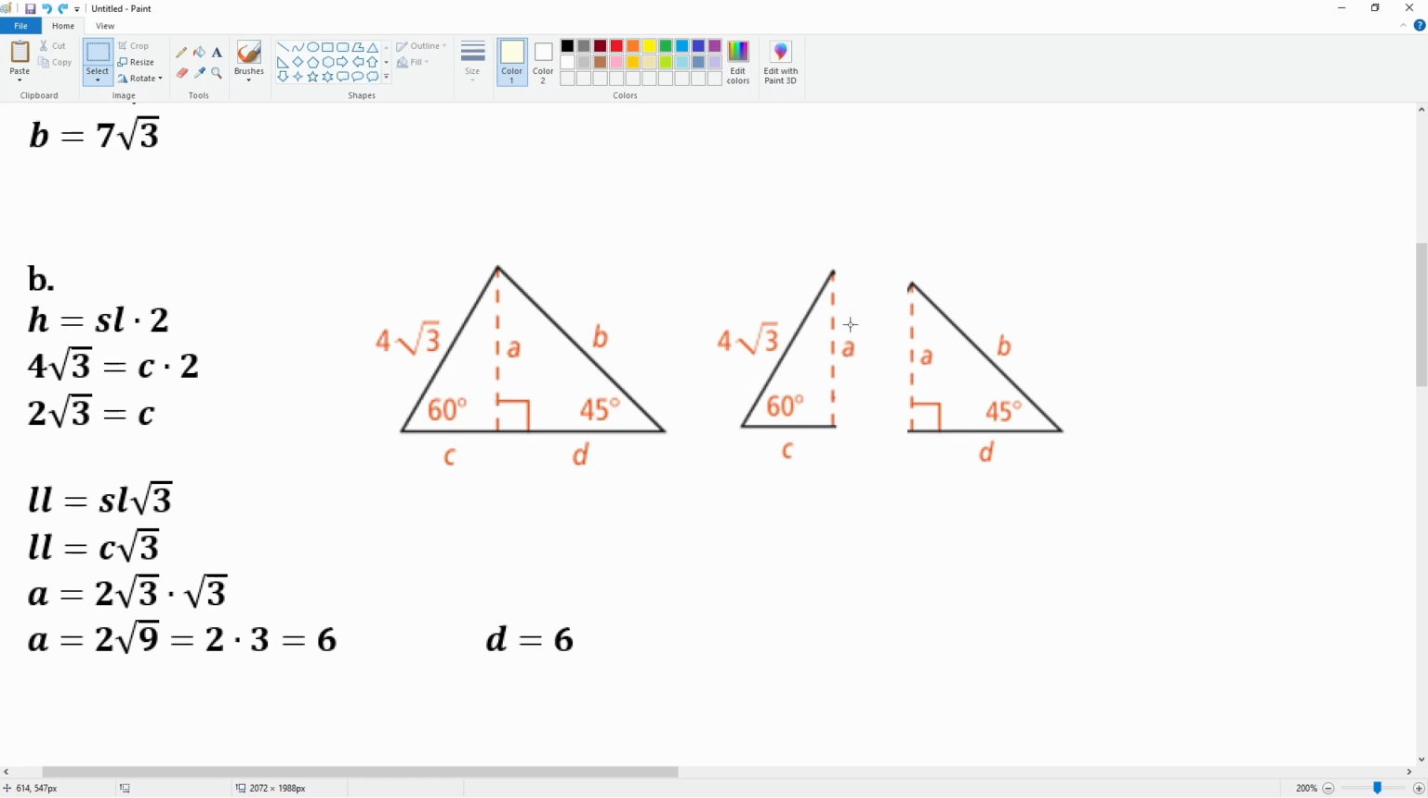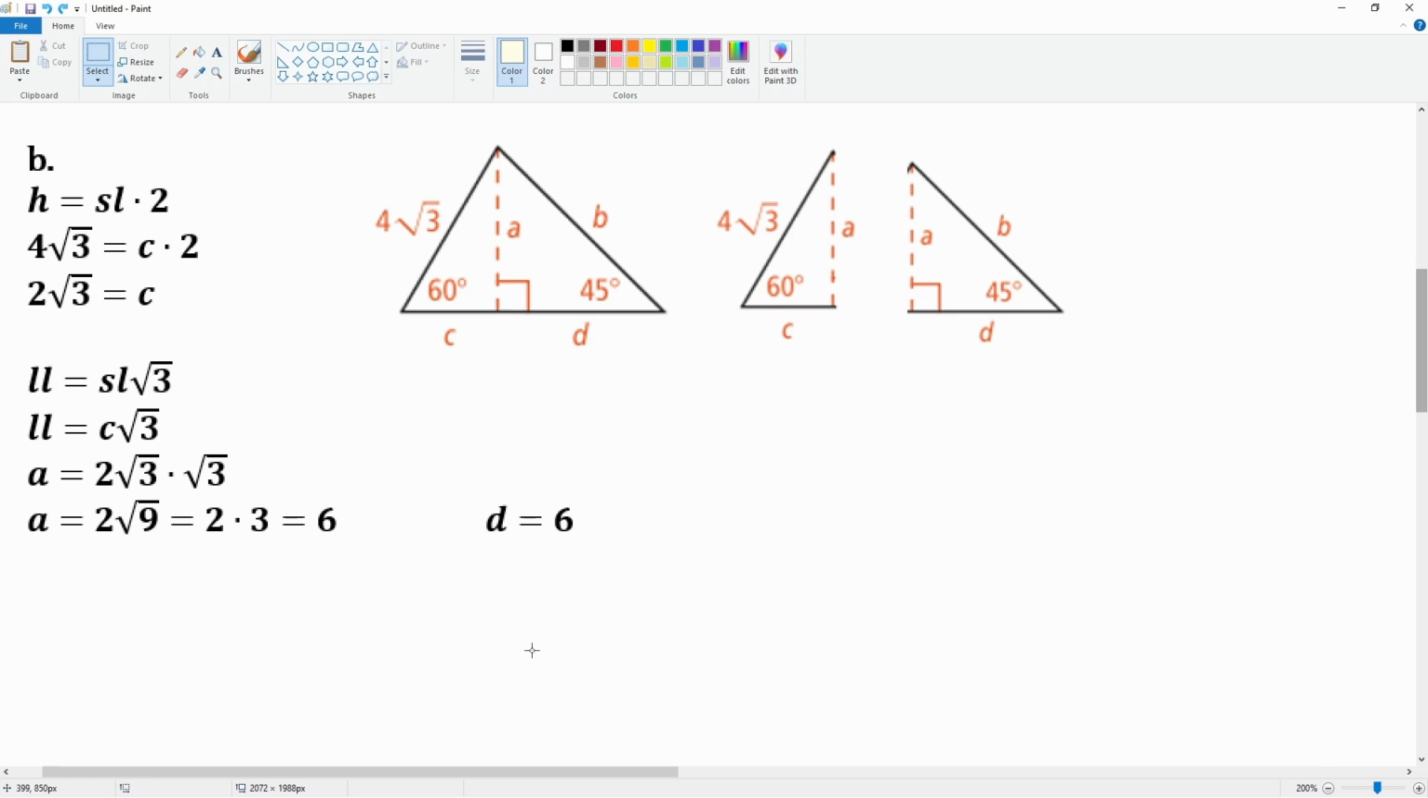So notice here that my A, for my 30, 60, 90, is 6. So then D, and also why I said letter D was also 6, is because it's a 45, 45, 90. A and D have to be the same value. So that gets me C, A, and D.